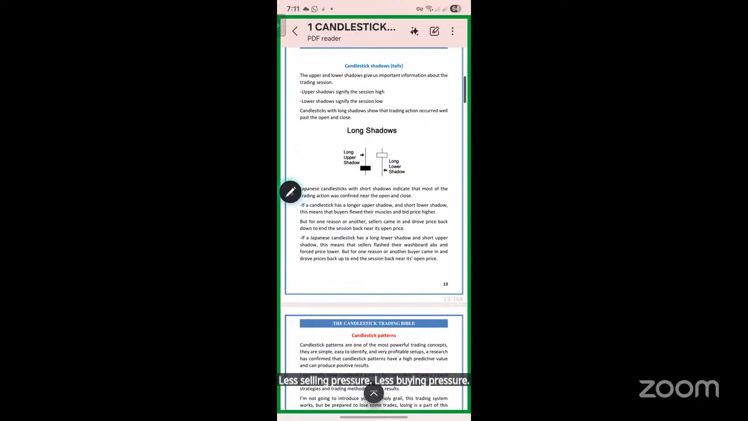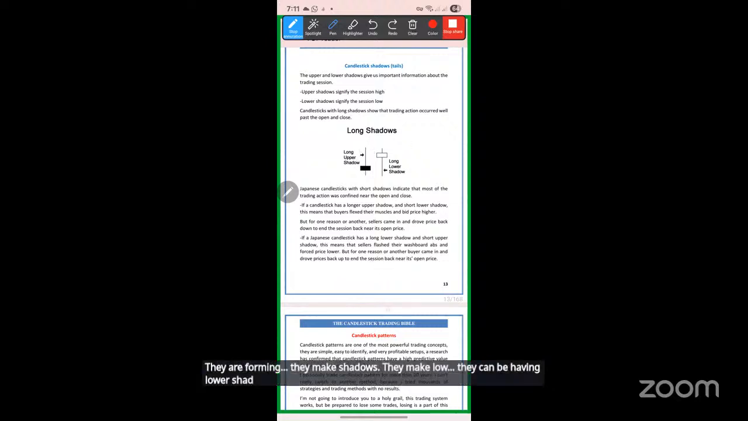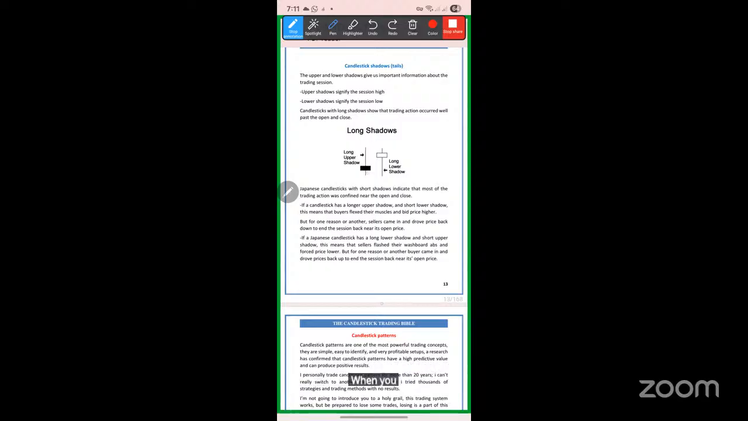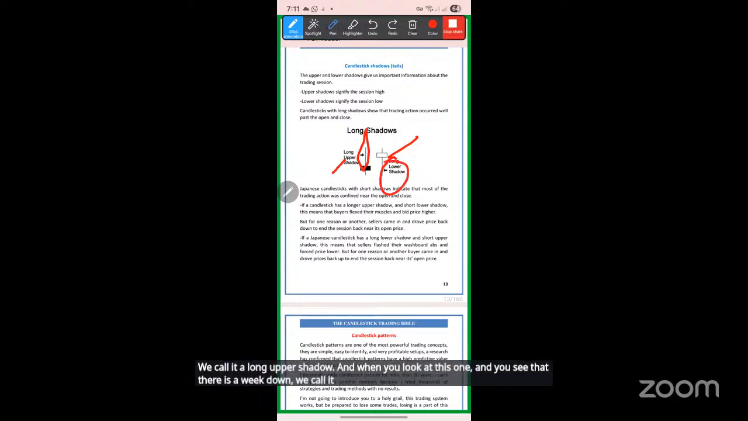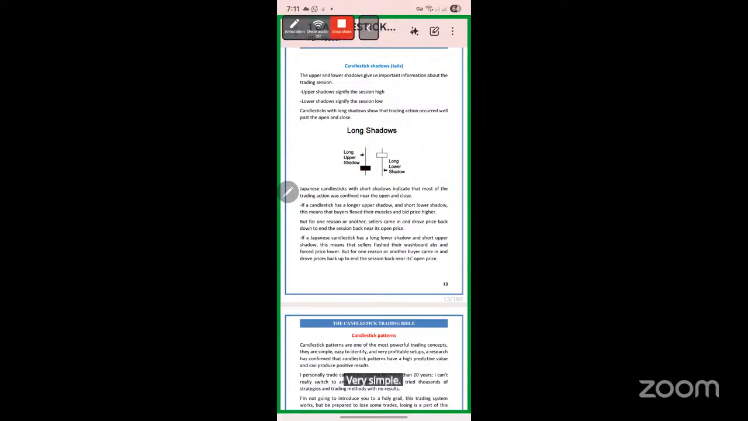We also went ahead and said that these candles, when they are forming, they make shadows. They can have lower shadows and upper shadows. When you find a candle with a wick formed up here, we call it a long upper shadow. And when you see a wick down, we call it a long lower shadow. Very simple topics.